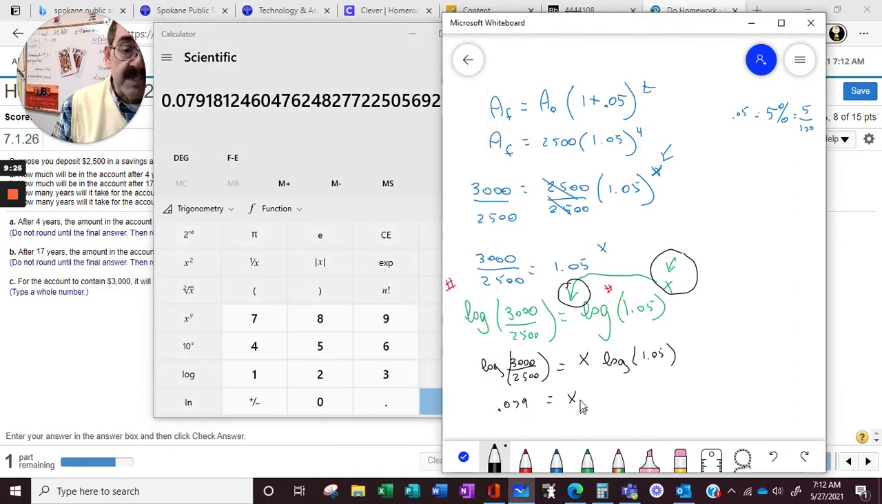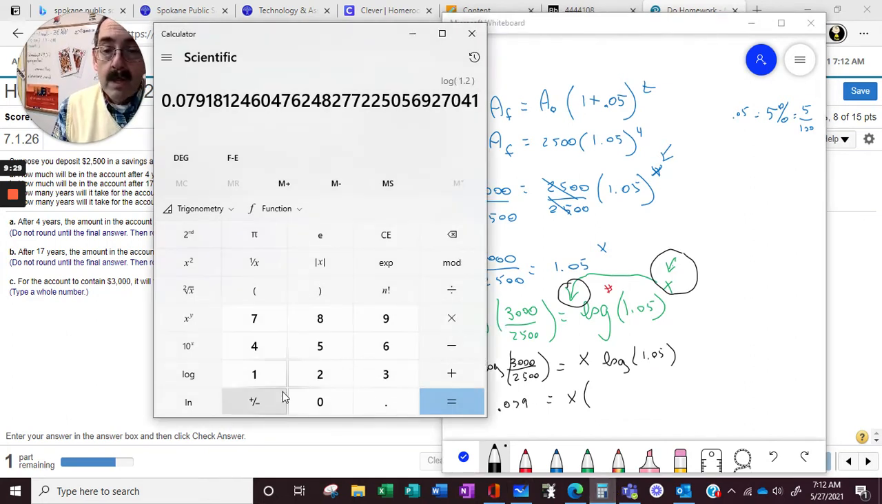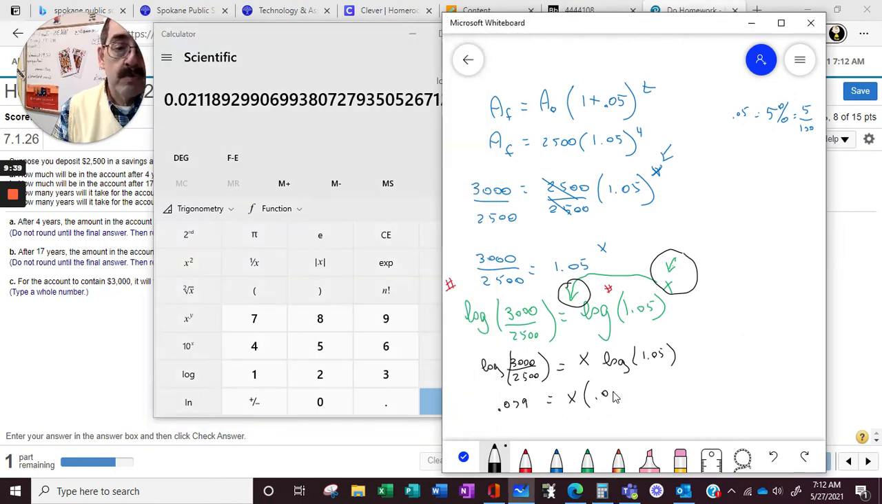0.079 equals x times another number, 1.05 log 0.0212. Divide both sides by that number.